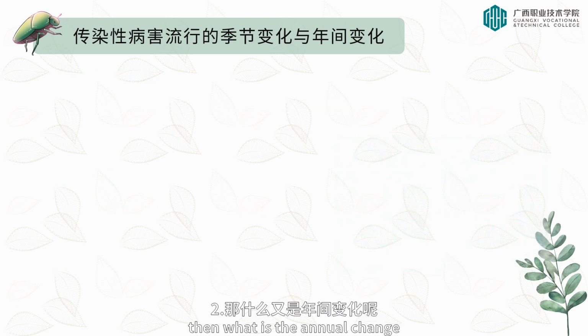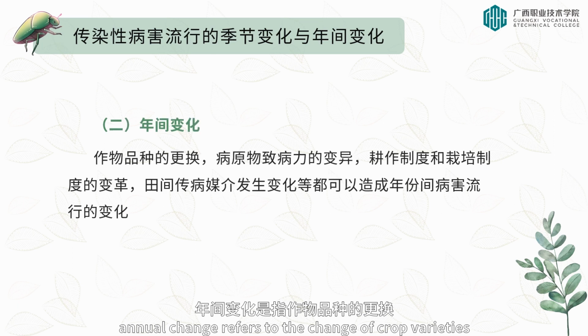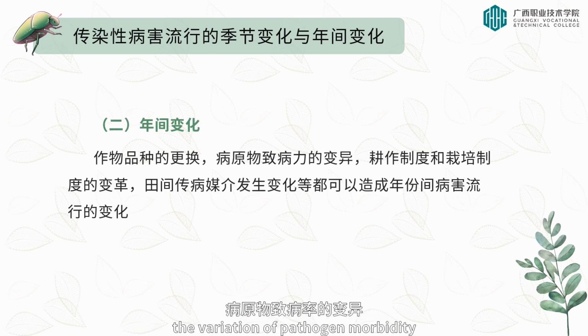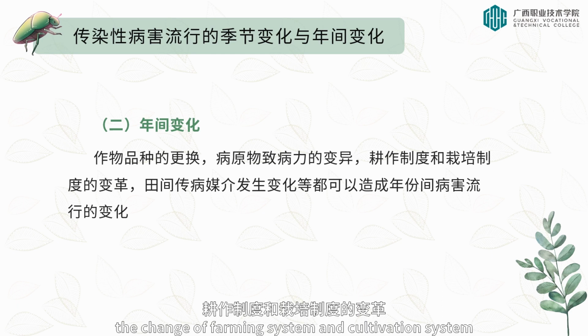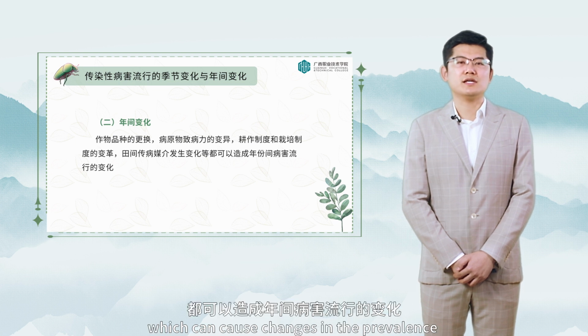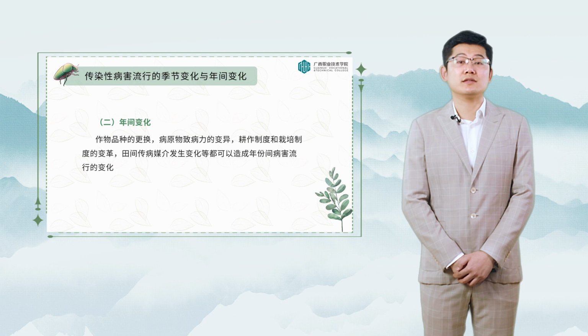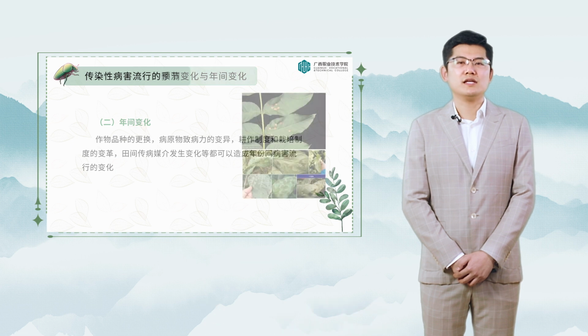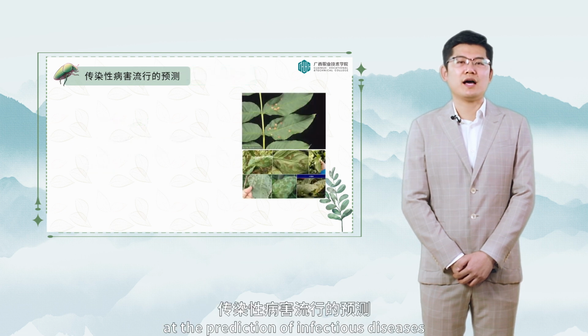Then what is the annual change? Annual change refers to the change of crop varieties, the variation of pathogen morbidity, the change of farming system and cultivation system, the change of field, disease vector, and so on, which can cause changes in the prevalence of diseases over the years. Finally, let's take a look at the prediction of infectious diseases.